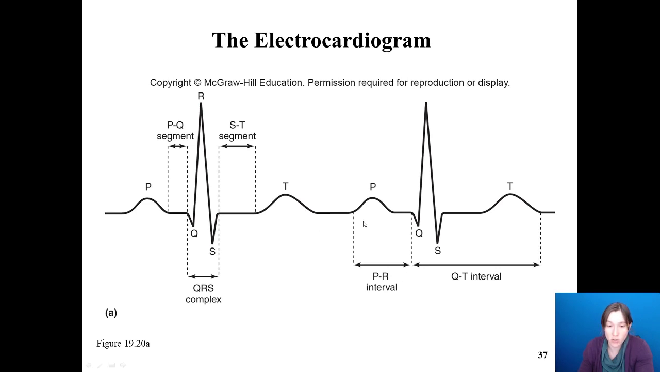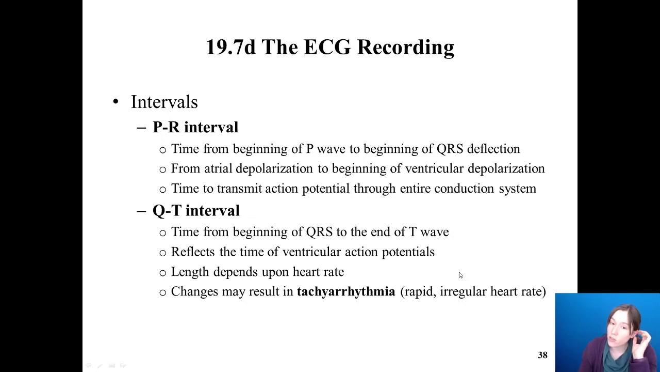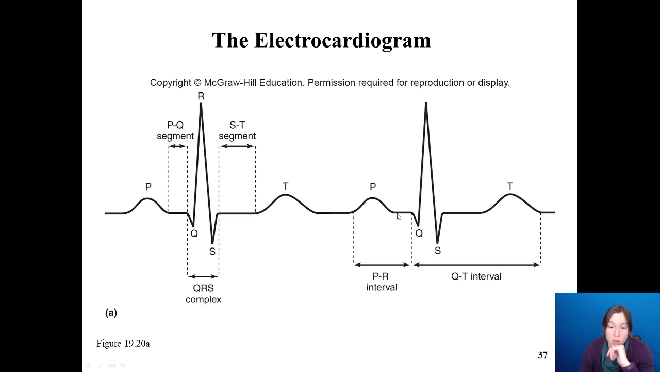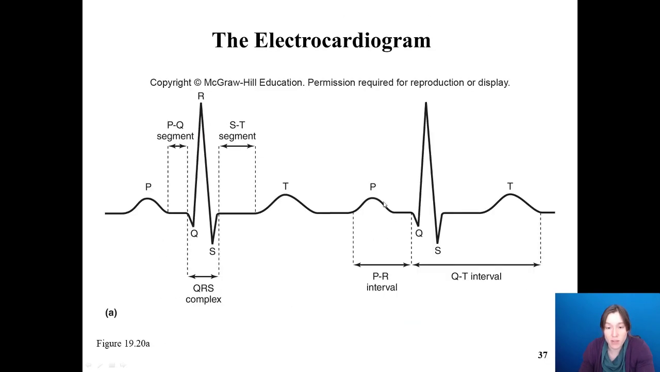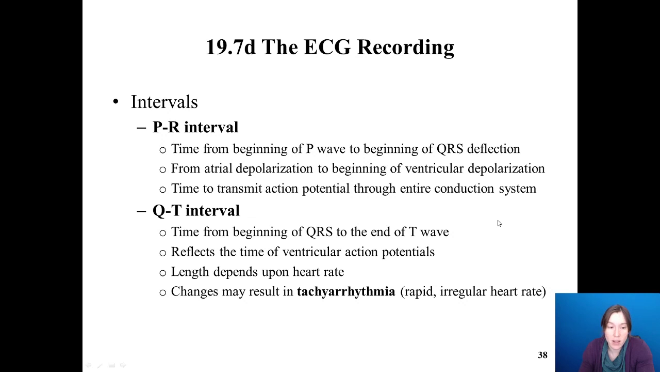Next we have a couple of intervals, the PR interval and then the QT interval. The PR interval is the time from the beginning of the P wave to the beginning of the QRS. So this is from when the atria depolarize to the beginning of ventricular depolarization. And that is the time it takes to transmit the action potential through the entire conduction system. The QT interval is between the beginning of the QRS and the end of the T wave, right? So beginning of the QRS and the end of the T wave. And this reflects the time of the ventricular action potentials, and the length will depend on the heart rate.